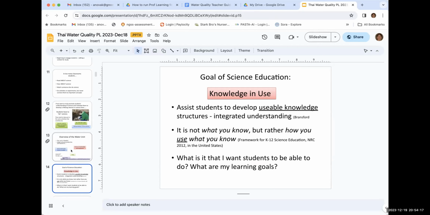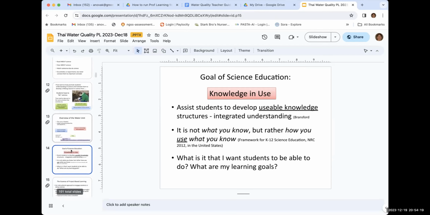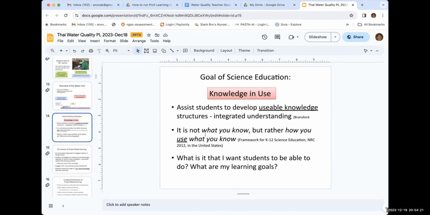So really helping students. And then this idea of helping kids use knowledge, not just memorize ideas, but it's not just the science, but it's how they're going to use it, what they're going to do with that science. And so asking, what is it that I want my students to be able to do? This is a question that you can pose to your facilitators and to your teachers, right?